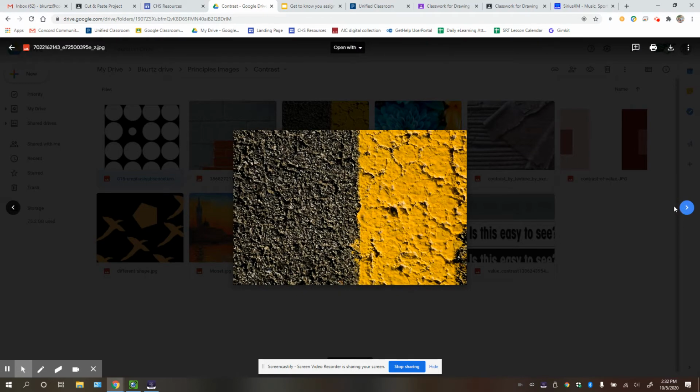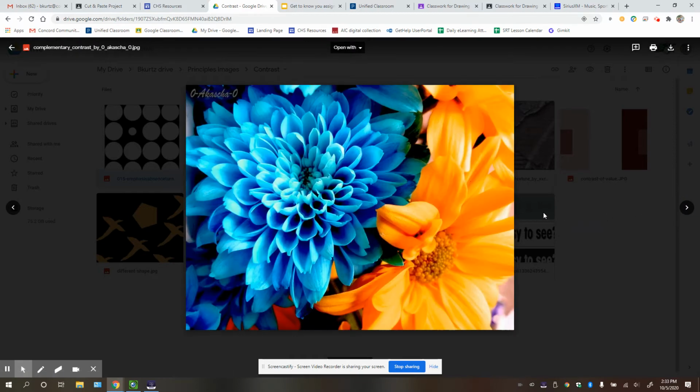A similar thing is happening with this picture. More of a fine texture and more of a rough and chunky texture. So different textures show contrast. We can also have color contrast. For example, complementary colors like blue and orange. Those are opposite colors on the color wheel, and they show contrast because they are very different from each other.